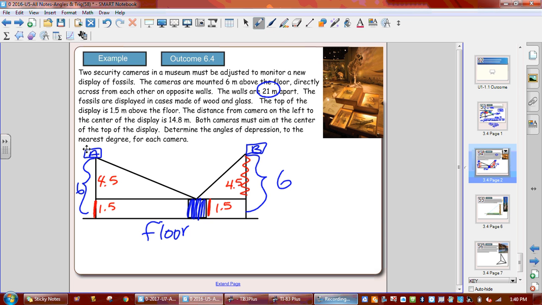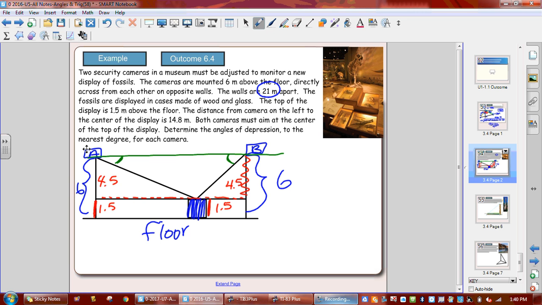All right, so here's the top of our display case. So that's why I've drawn this line here, because this line is our horizontal line that we are going to create from our triangles. So now what it wants to know is the angles of depression from the cameras. Well, what that wants is this angle and this angle. So we have to find both those angles. So that's what's going on.